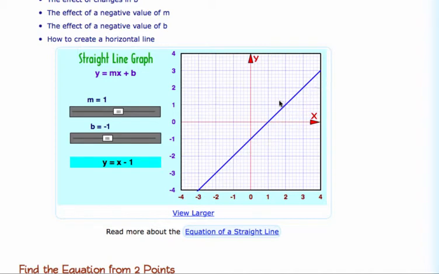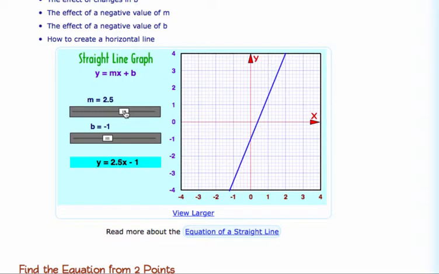There's the line. Y equals 2x minus 1. So I'm going to change that m number. What happens as I change that m number to 2? The line gets steeper. If I change it to 3, the line gets really steep.